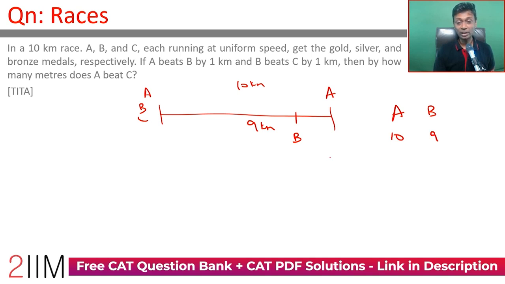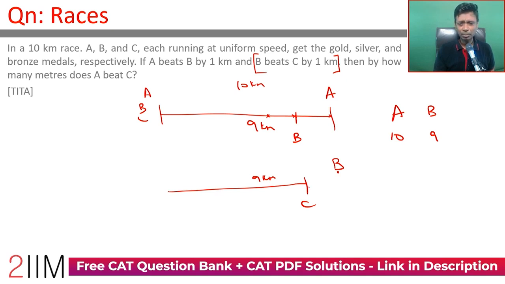And then a little while later, B finishes. At that time, C has done only 9 kilometers. B beats C by 1 kilometer. Just remember, only one thing we need to remember. A, B, C are not at the 10 kilometer, 9 kilometer, 8 kilometer point. If B beats C by 1 kilometer, this means when B finishes the race, when B is at the end point, then C is at the 9 kilometer point.